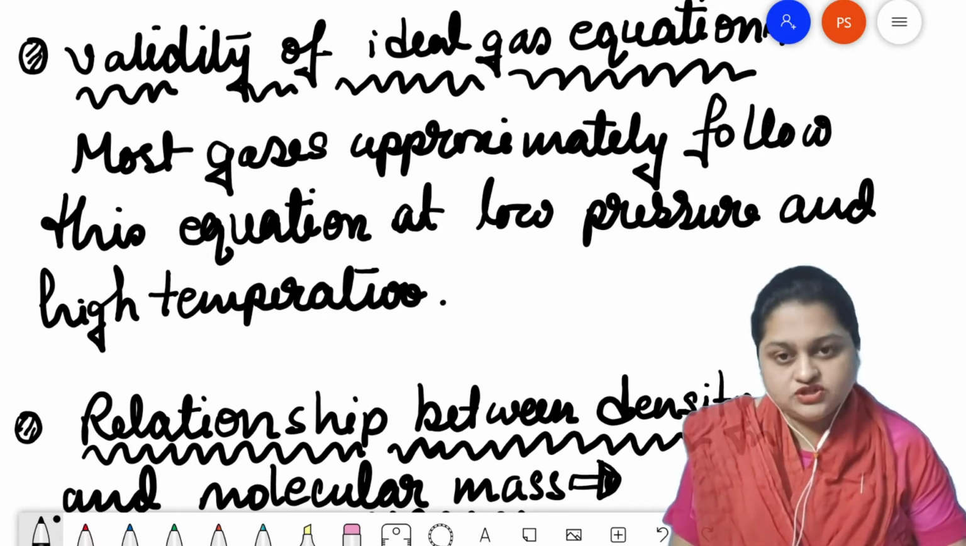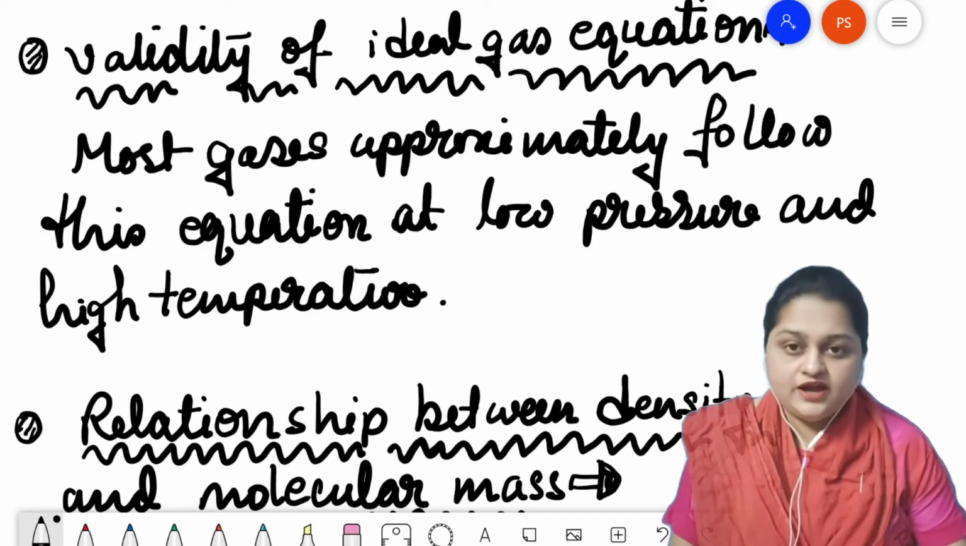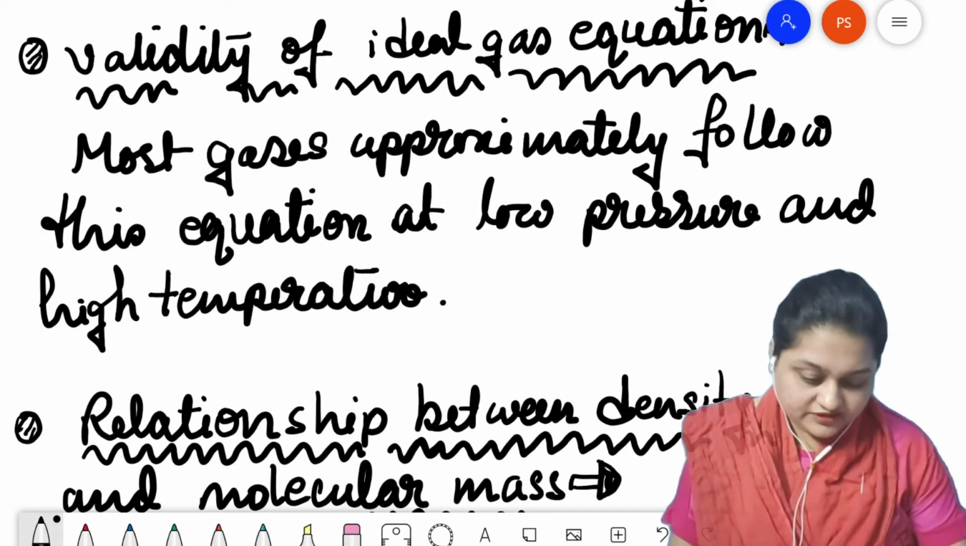Now it has been found that no gas actually entirely obeys the gas equation, but most gases approximately follow the gas equation at low pressure and at high temperature. That is the validity of the ideal gas equation.